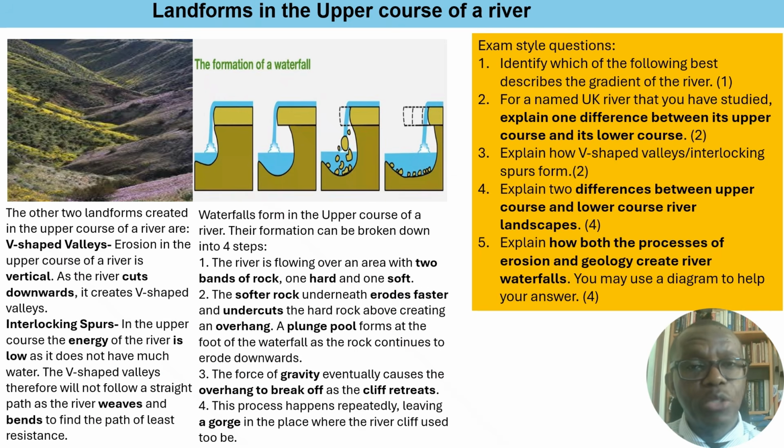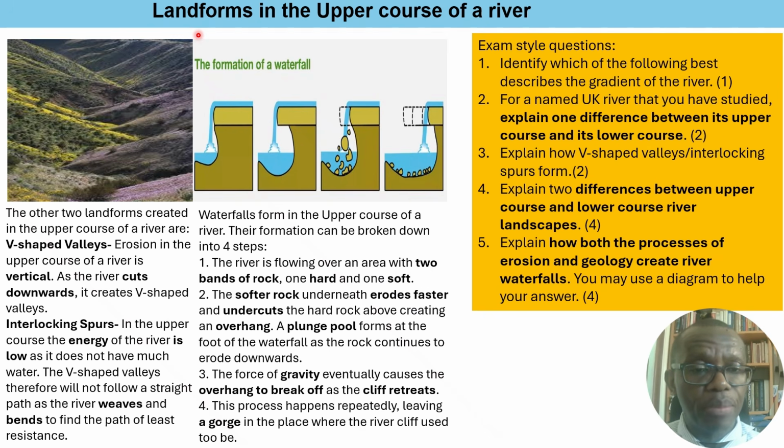The next thing that the specification requires us to know is the landforms that are created in each course of the river. So we are going to start with the upper course of the river, and we are going to look at what landforms are created there. And here we have V-shaped valleys and interlocking spurs. Now, when we are talking about V-shaped valleys, we are talking about valleys that look like the one that we have here in this picture.